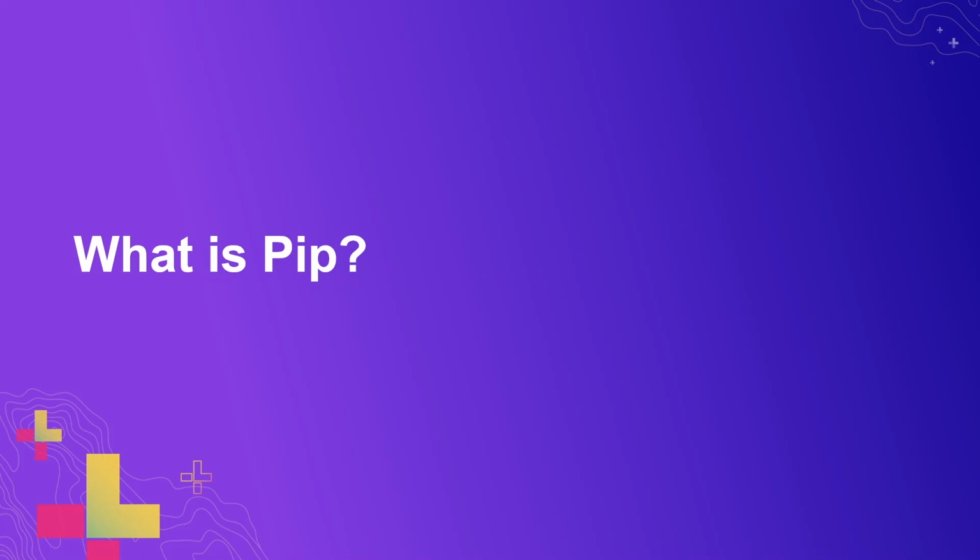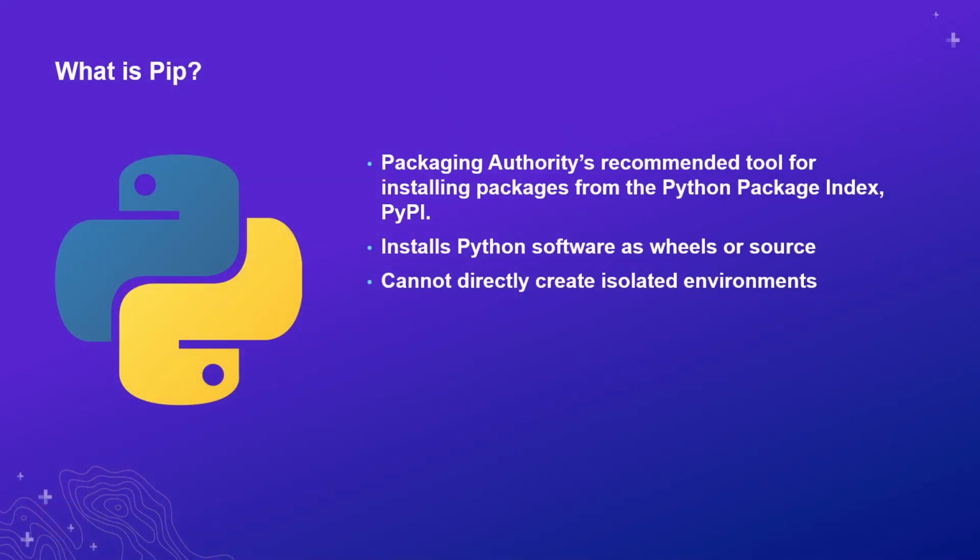So first of all, what is pip exactly? Pip is the Python Packaging Authority's recommended tool for installing packages from the Python Package Index, PyPI. It's sanctioned and supported by them directly. It's recommended by them. And traditionally, it's the package manager that has been most heavily used, and it's the oldest one in Python as well. It installs Python software as wheels or source. Traditionally, it only allowed you to install as source, but they added in the ability to install Python packages as wheels, which are more compiled packages.